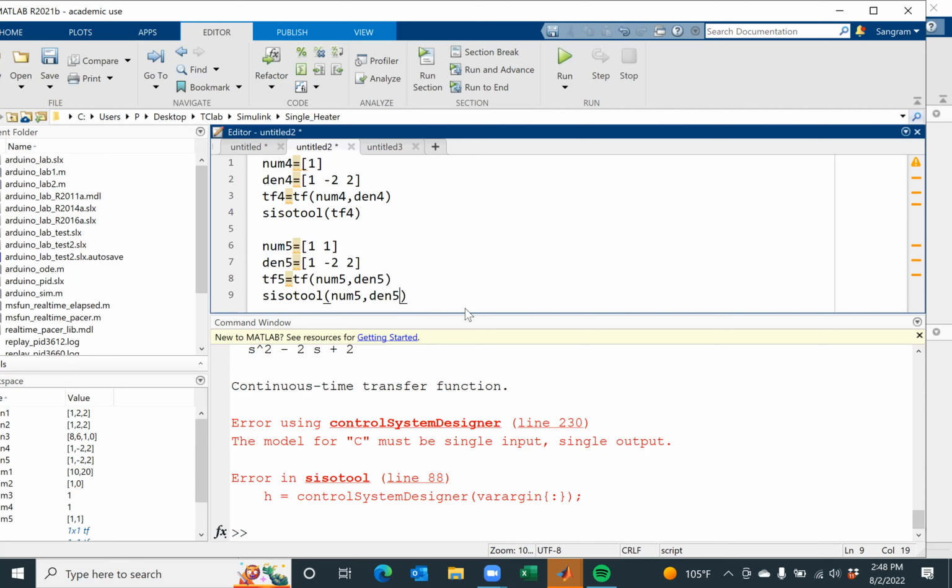Oh, yeah, I made a mistake. This should be TF. It needs transfer function.